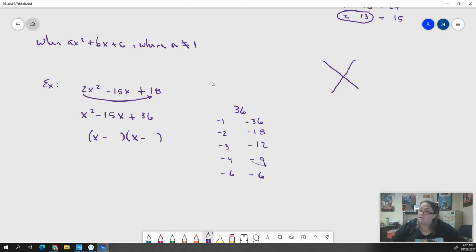And now we just need to look at, well, which ones, if I add them together, will give me negative 15. Clearly, negative 1 and negative 36 won't do that. Minus 2 minus 18 is negative 20. Negative 3 minus 12 is negative 15. So this is our solution right here. These are the factors that work for us. We have negative 3 and negative 12.